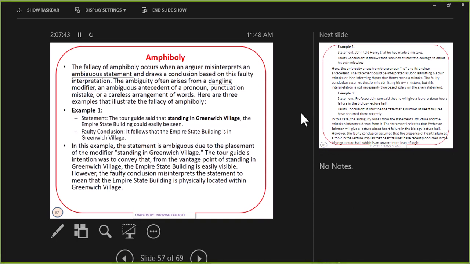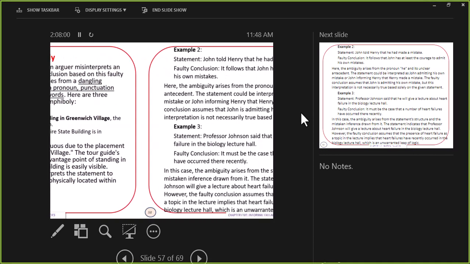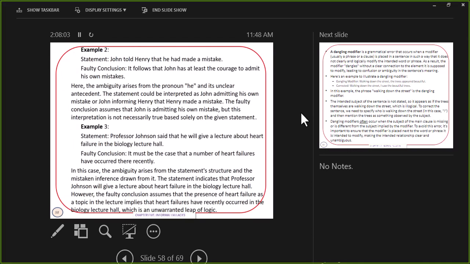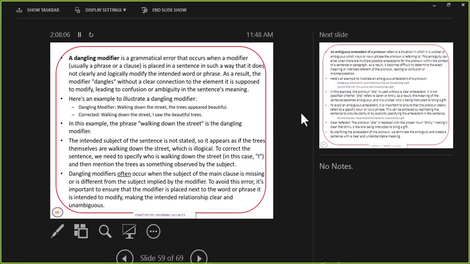Dangling modifier. What is that? Or ambiguous antecedent of a pronoun. Or punctuation mistake, carelessly putting punctuation in the incorrect place. What's a dangling modifier? A dangling modifier is a grammatical error that occurs when a modifier, usually a phrase or a clause, is placed in a sentence in such a way that it does not clearly and logically modify the intended word or phrase. As a result, the modifier dangles or is misplaced without a clear connection to the element it's supposed to modify.